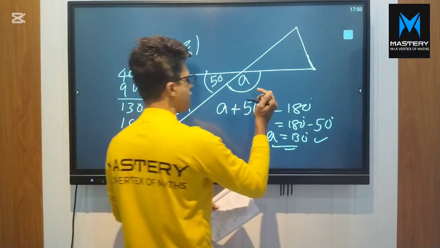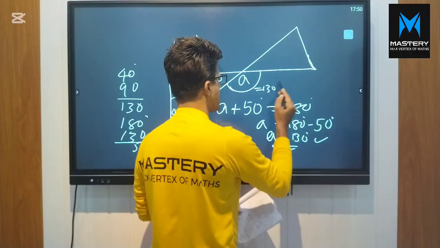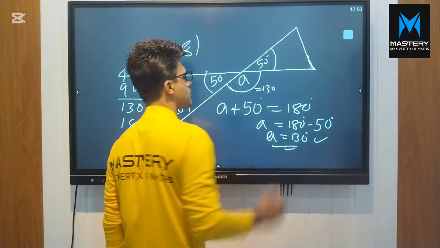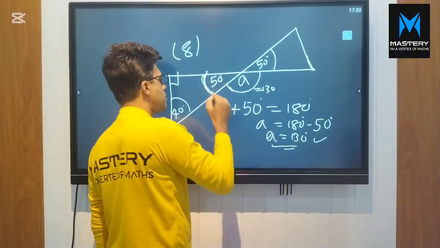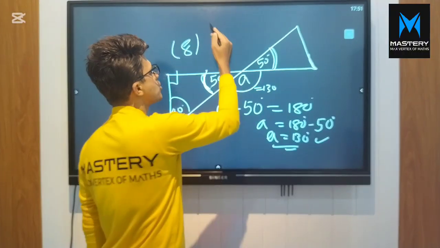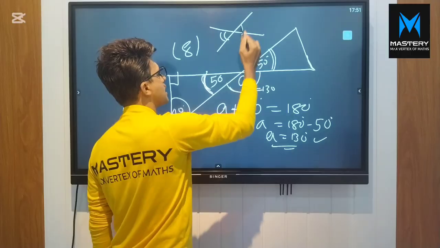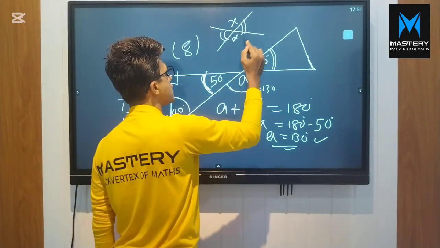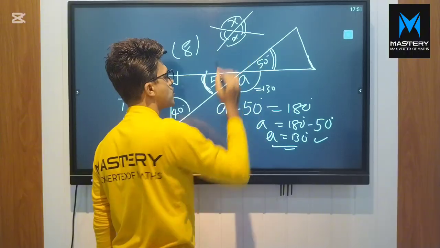So when we've taken that a equals 130 degrees, here is a straight line. Therefore, we could get the value of this one, that's 50, then this one also equals 50. The reason is that these are vertically opposite angles, right? This angle and this angle are also vertically opposite angles. If this is x, this one is also x.